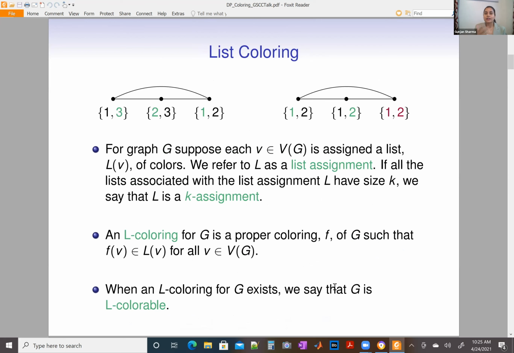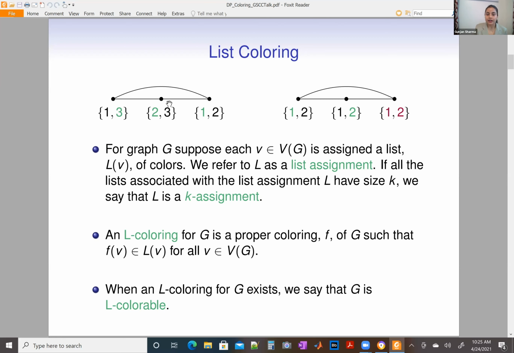Okay, so now the list coloring sister of our usual graph coloring. The only difference is we are still properly coloring a graph, but now each vertex is assigned a certain list. That assignment we call a list assignment, and we can denote it by L. If each vertex has a list of the same size k, we call that a k-assignment. Here is an example: this is a 2-assignment of a copy of C3. Here is another 2-assignment of a copy of C3.